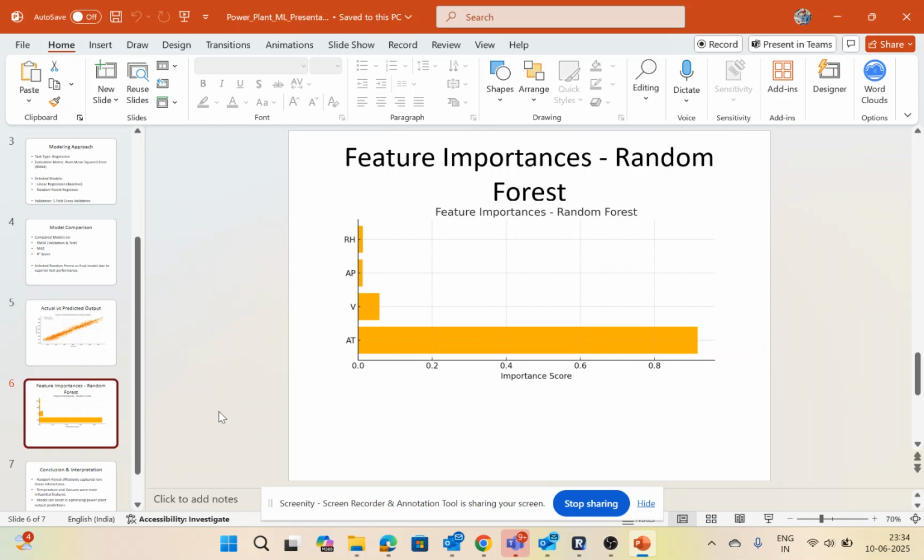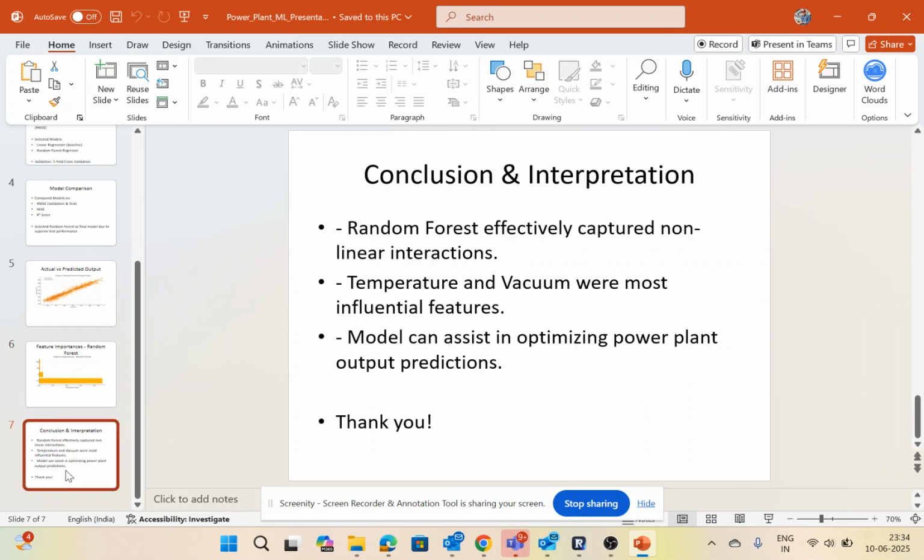And to conclude, we clearly defined our regression problem and selected RMSE as an evaluation metric. We compared two models, linear regression and random forest. Using cross validation and multiple metrics, random forest emerged as the better performing model, both in terms of accuracy and flexibility. We also analyzed which features mattered the most in the prediction. The final model is robust, interpretable, and could be valuable in helping power plant operators optimize output, reduce cost, and plan for maintenance more effectively.